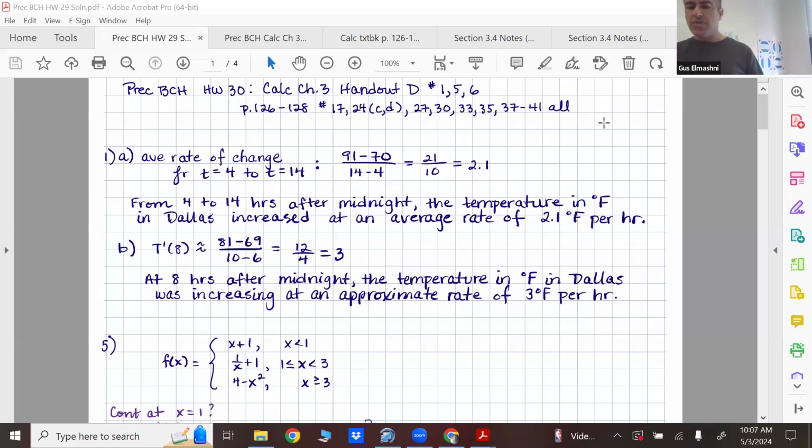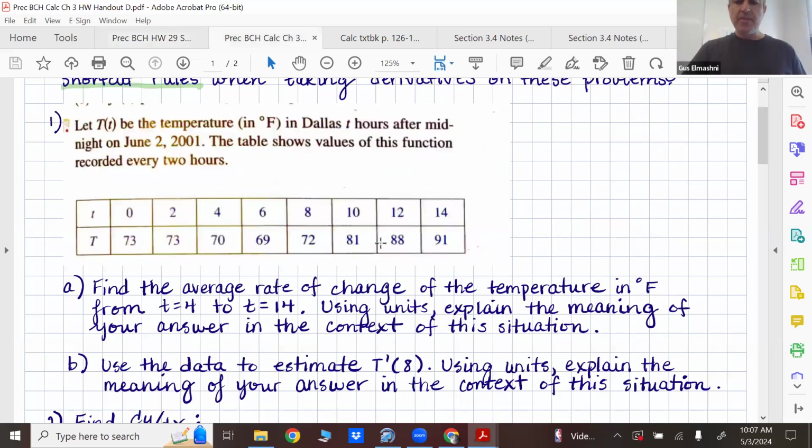So again, for number one, make sure you state the units, the time frame, and of course the value that it equals. Then part B is asking to actually state the T prime of 8. Now here's the problem. I don't have the equation, so I don't have a derivative to take, right?